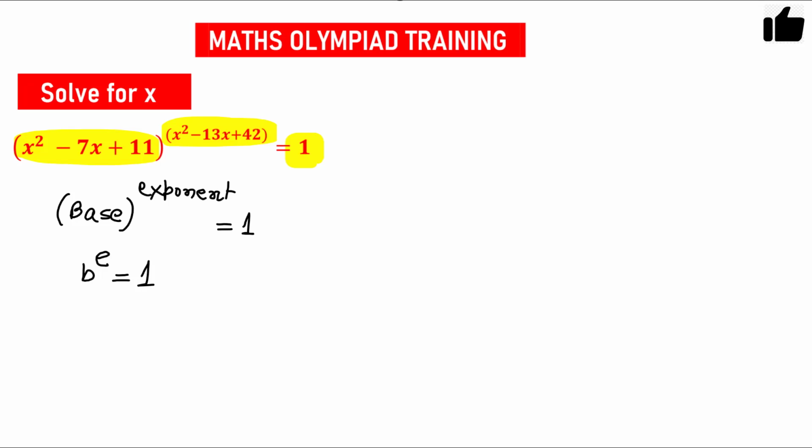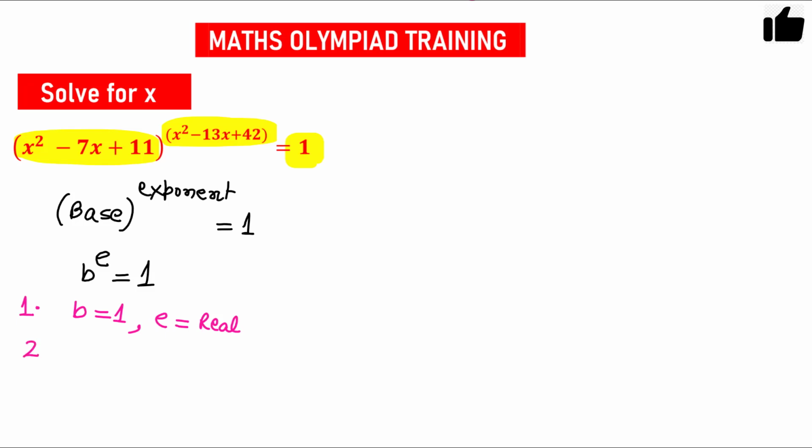Now what are the possibilities by which this number will be 1? Basically there are three possibilities. First possibility is if you have b is equal to 1 and e is real, then you will always have 1 because you are raising a real power to 1. This will always be equal to 1.